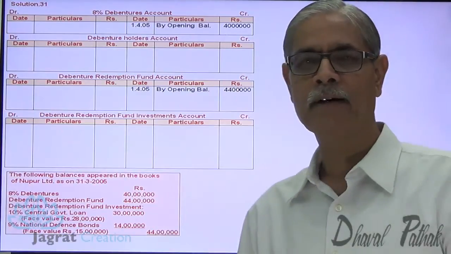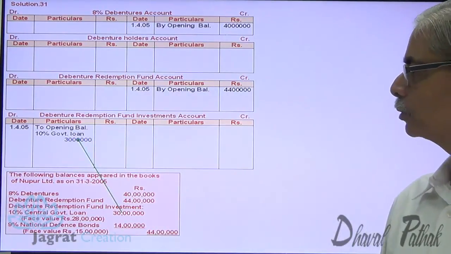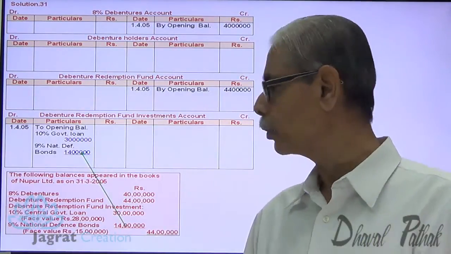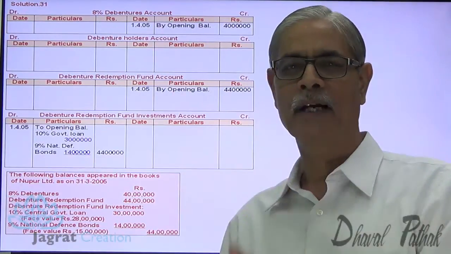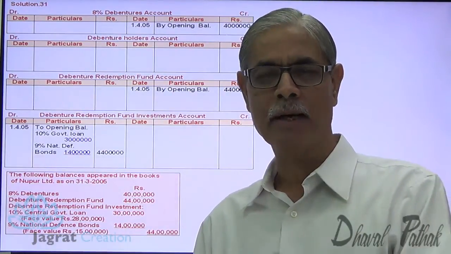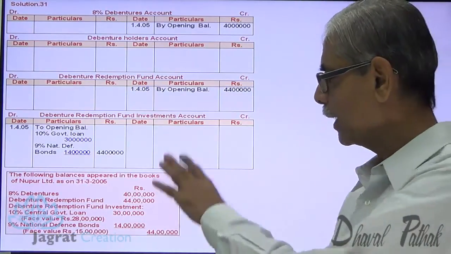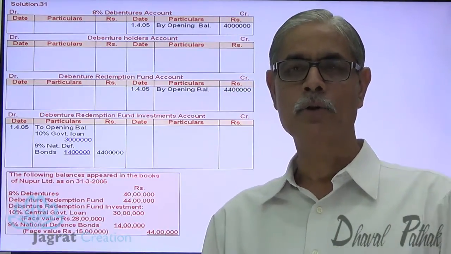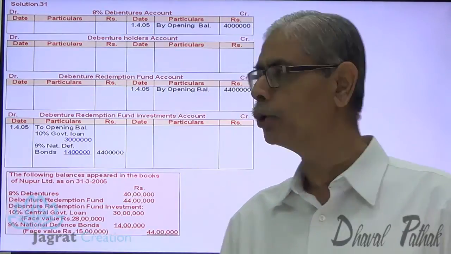This is the balance of investment account. I write on the debit side investment account. In the inner column, I write the purchase price of both the securities. Total is 44 lakhs and I write in the outer column. This is how the opening balance of debenture redemption fund investment account gets recorded. Now I have recorded the balances. Now I should start with the transactions listed here before you.